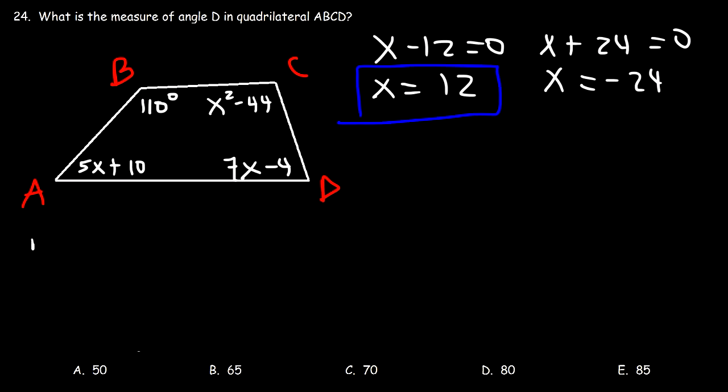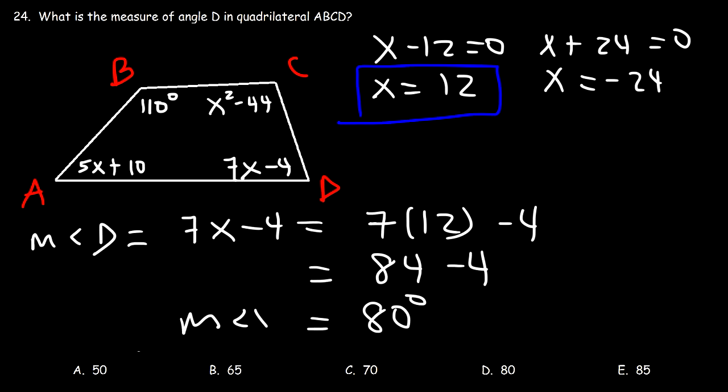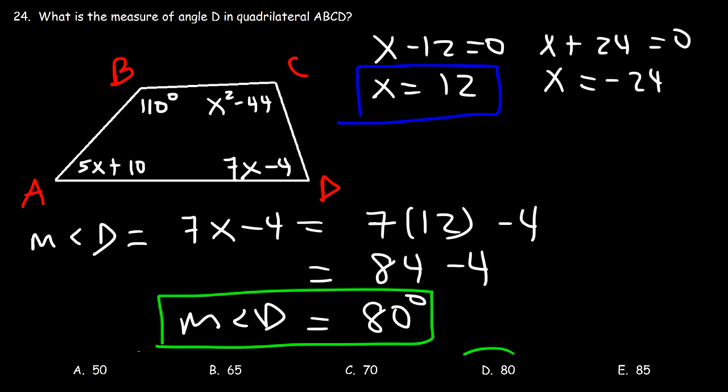So now angle D, which is equal to 7x minus 4, that's going to be 7 times 12 minus 4. Now 7 times 10 is 70. 7 times 2 is 14. So 7 times 12 is 84. And 84 minus 4 is 80. So this is the measure of angle D. It's 80 degrees. Therefore D is the right answer choice.